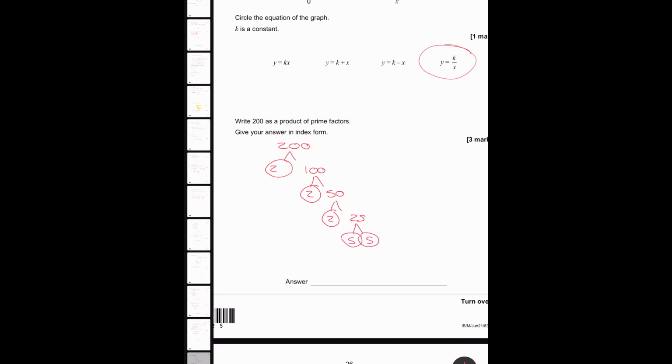5 is a prime number, so we circle it. We have 3 2s, so that gives us 2 to the power of 3. We have 2 5s, so that gives us 5 squared, leaving us with our answer of 2 to the power of 3 times 5 to the power of 2.